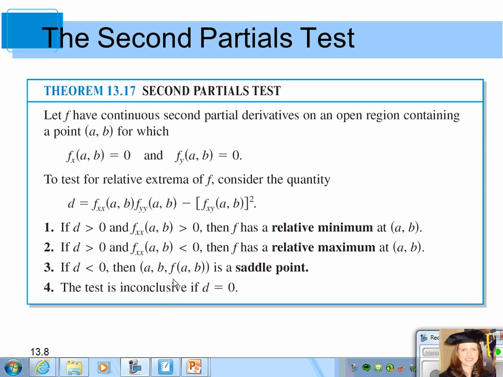Now this is similar to when you worked in Calc 1, Calc 2, you did the second derivative test for concavity. Well, this in a way relates, where when you take the first derivative equals 0, that's when you have that possible relative max or min, and with the second derivative, if it's concave up or concave down, you can determine if it's a relative max or min. So this second partials test incorporates that into this to test for the relative extrema.